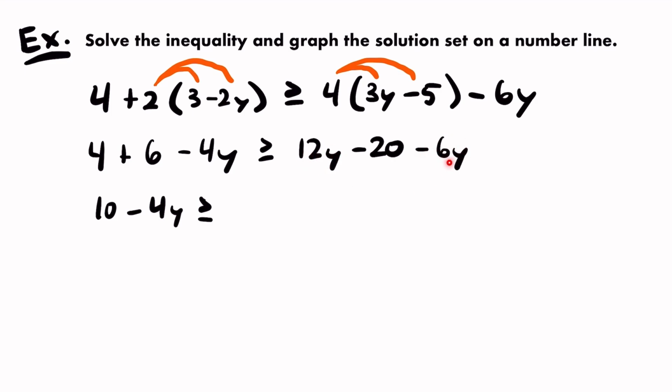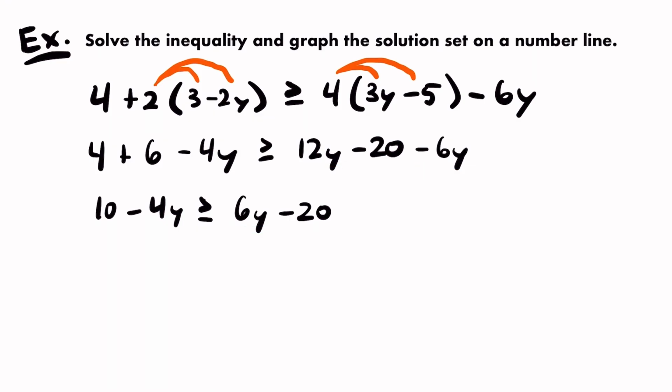12y and negative 6y are like terms. They have the same variable part of y. So we can add their coefficients, 12 and negative 6, combined to be positive 6. So we'll get 6y minus 20. Okay, once again, 12y and negative 6y combine to be 6y. That's where that comes from.